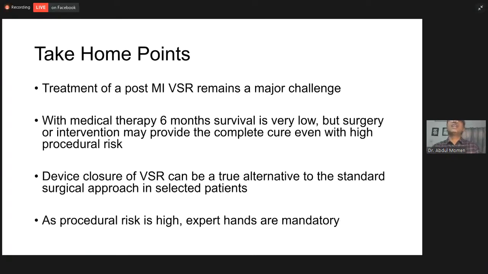So my take-home message: treatment of a post-MI VSR remains a major challenge. With medical therapy, 6 months survival is very low, but surgery or intervention may provide a complete cure even with high procedural risk. Device closure of VSR can be a true alternative to the standard surgical approach in selected patients. As procedural risk is high, expert hands are mandatory.